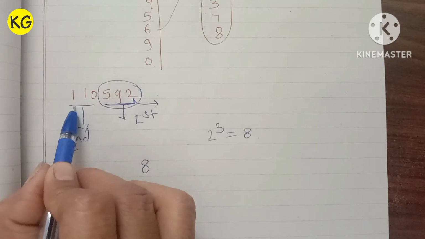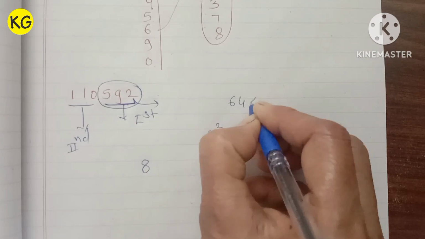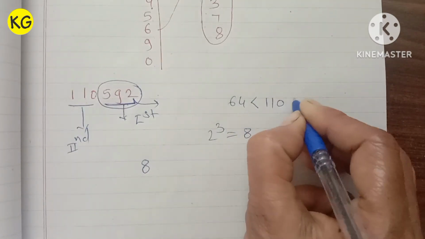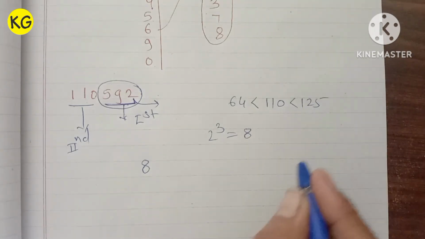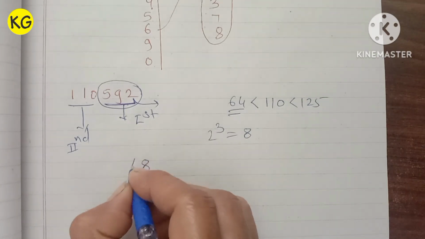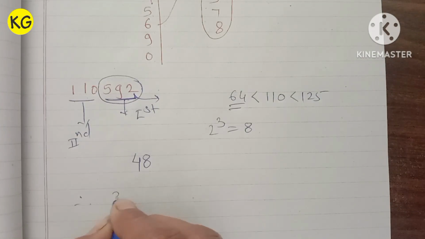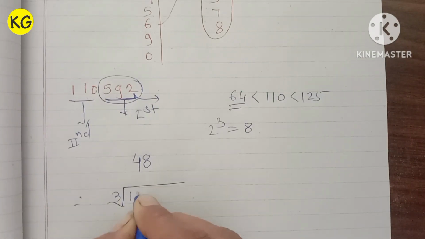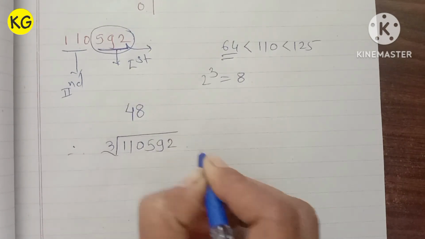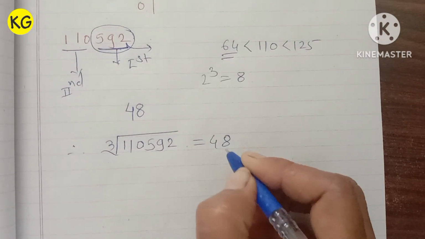Now 110, we can write 64 is less than 110 and is less than 125. 64 is the cube of 4, and so we write 4 here. Therefore, the cube root of 1,10,592 is 48. You can check it, is it right or wrong?